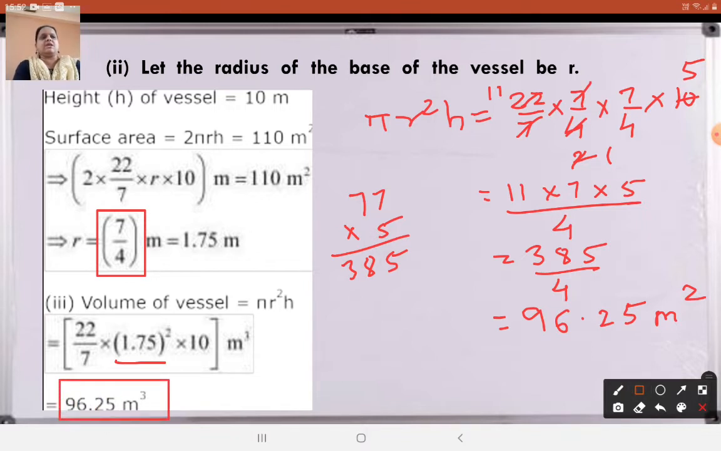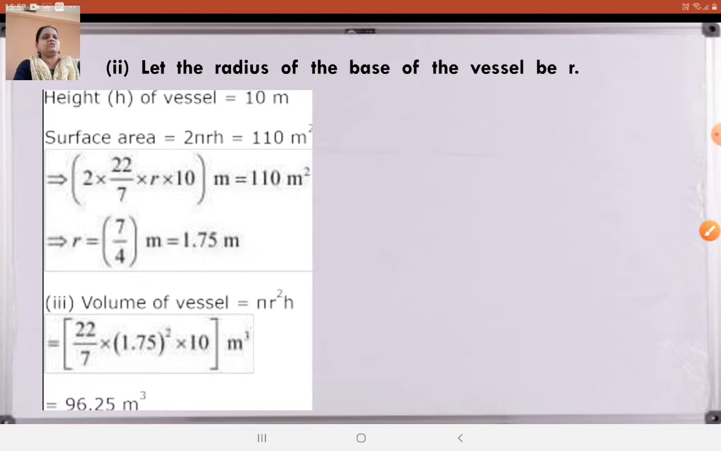Can you see over here? You will get the same answer. If you want, you can calculate by using 1.75, and then also you will get the same answer. Now it is your choice how you are comfortable with the calculation, with the decimal or with the fraction. You try this sum by both the methods if you want.